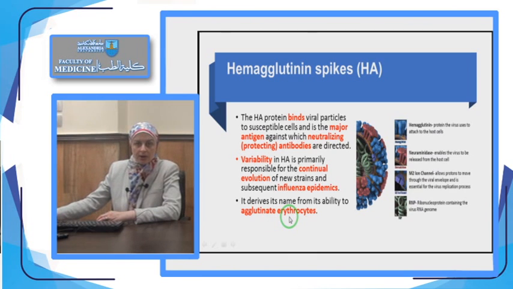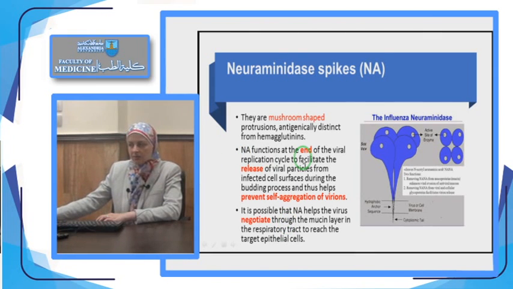As you all remember, there is an important feature for some viruses that have spikes, that they can hemagglutinate RBCs. They can agglutinate the cells. Of course, influenza is one of the viruses in which the spike, the hemagglutinin, can agglutinate the RBCs. What about the neuraminidase? It is mushroom shaped. It is a tetramer. It is, of course, distinct from the hemagglutinin.